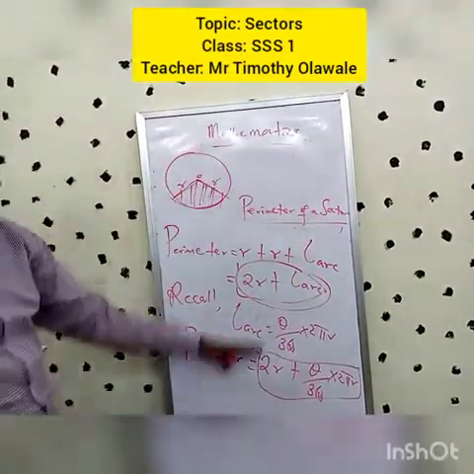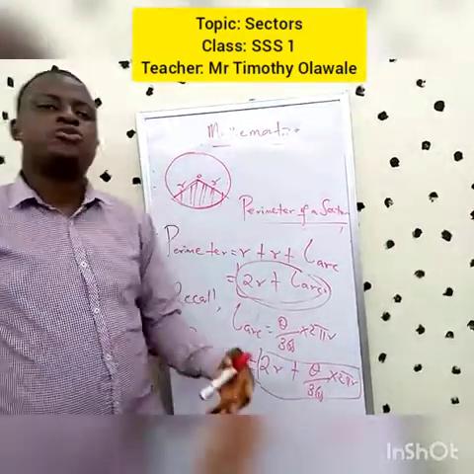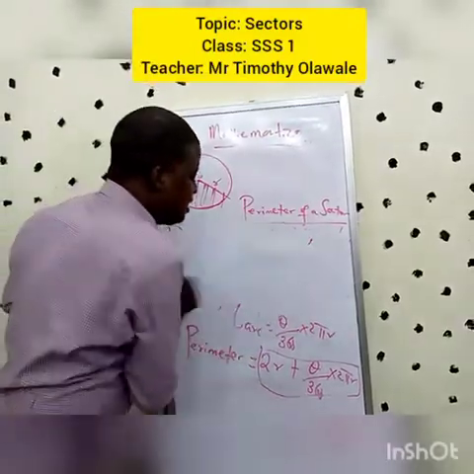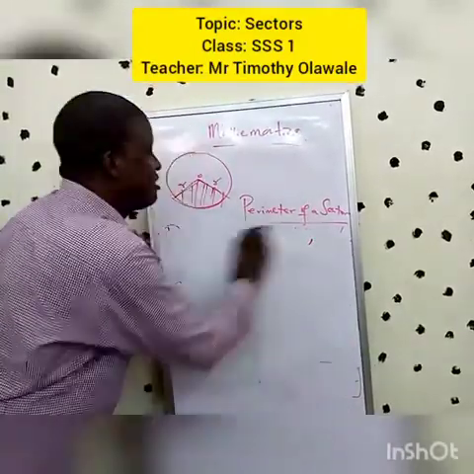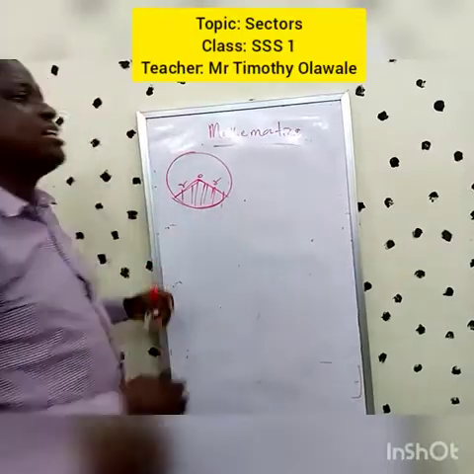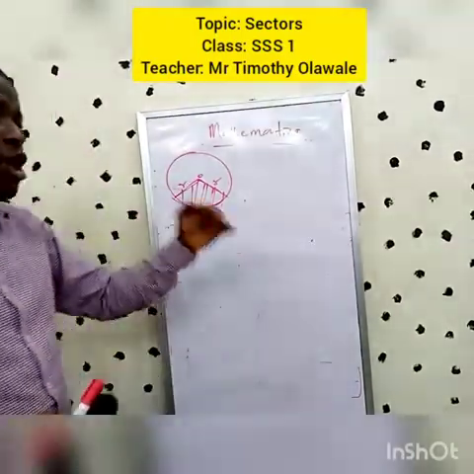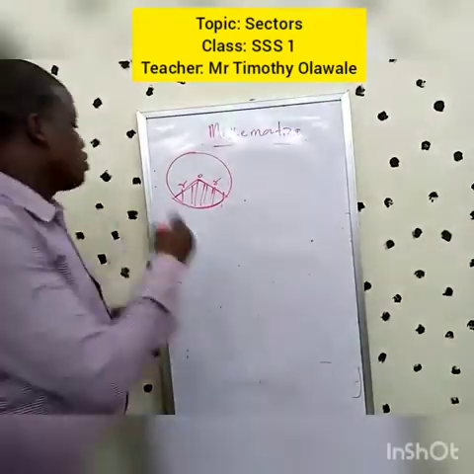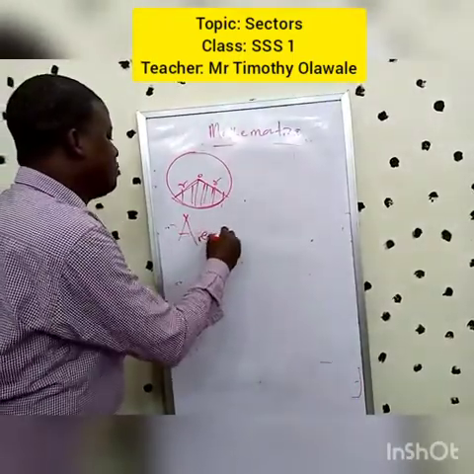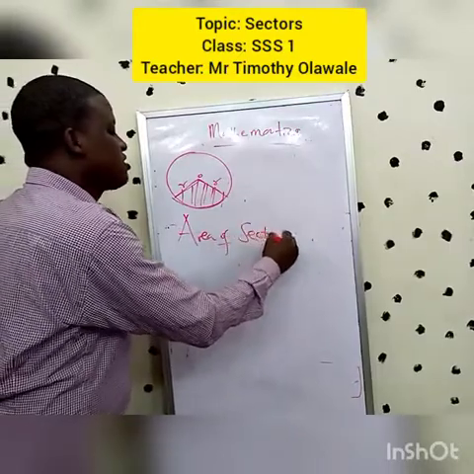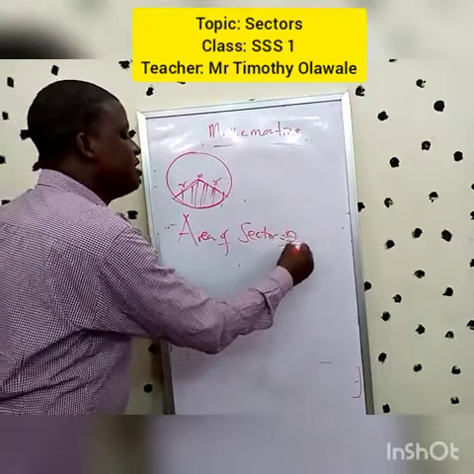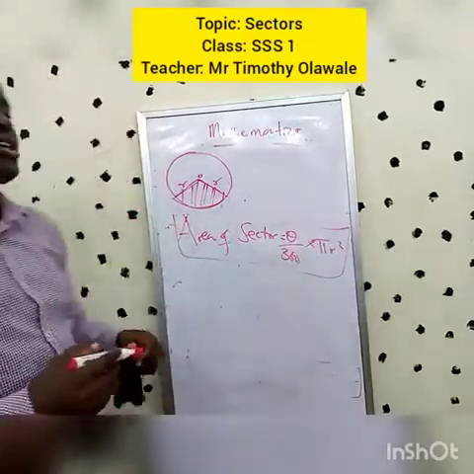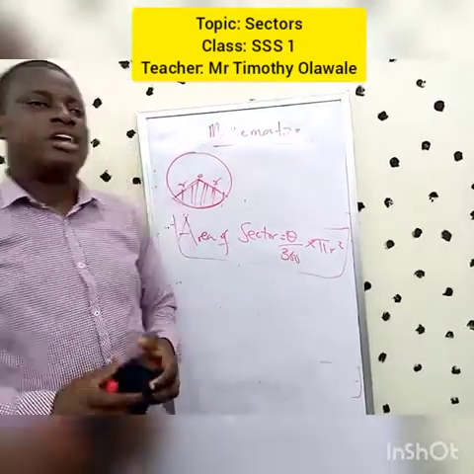Now, let me rub this off and let's look at how to find the area of a sector. Remember that I said there are two things that are important when it comes to sectors: the area of a sector and the perimeter of a sector. So please pay attention. How do we find the area of a sector? The formula is simple. It is simply theta over 360 times pi r squared. That is the formula for finding the area of a sector.